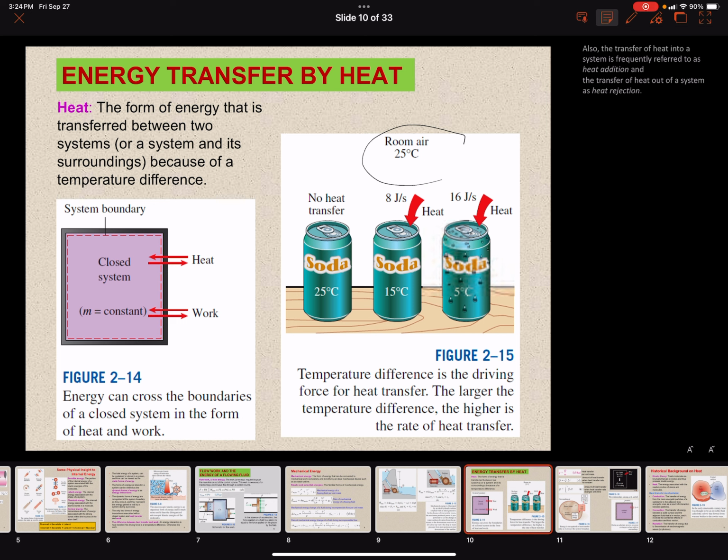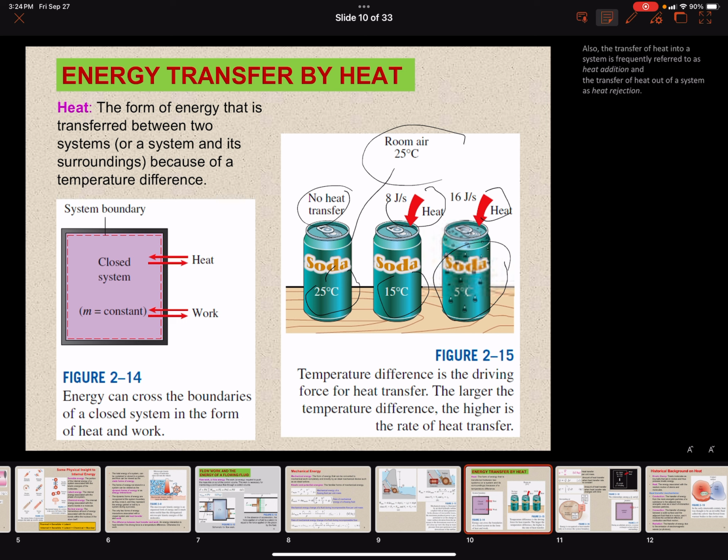So if you have one can at 5 degrees Celsius and another can at 15 degrees Celsius, and the third can is at the same temperature as the room, there is no heat transfer for the third can, and the others will keep exchanging heat until they reach equilibrium.